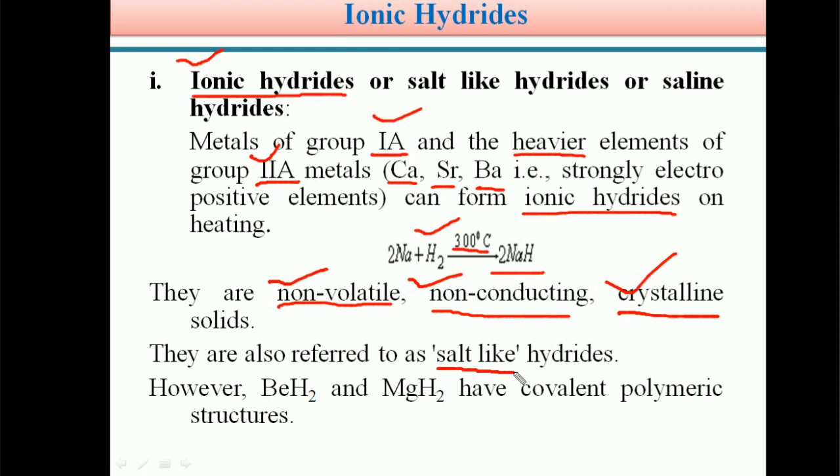But students, in the 2A group metals, the lighter elements like beryllium and magnesium form hydrides which are covalent in nature, not ionic. That's why we clearly mentioned heavier elements of group 2A. Beryllium hydride, BeH2, and magnesium hydride, MgH2, form covalent bonds, forming covalent polymeric structures.